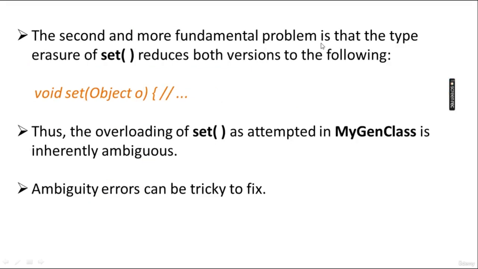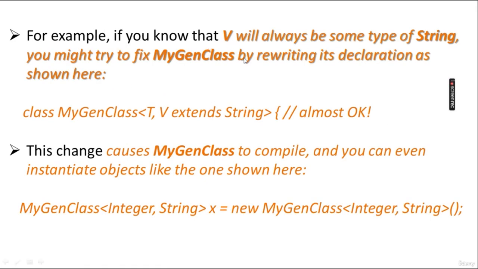The second and more fundamental problem is that the type erasure of set reduces both versions to the following: void set(Object o), because both are of the same type, that is Object. Thus the overloading of set attempted in MyGeneric is inherently ambiguous. Okay, and these errors are very tricky to fix. For example, if you know that V will always be some type of String, you might try to fix MyGeneric by rewriting its declaration as <T, V extends String>.